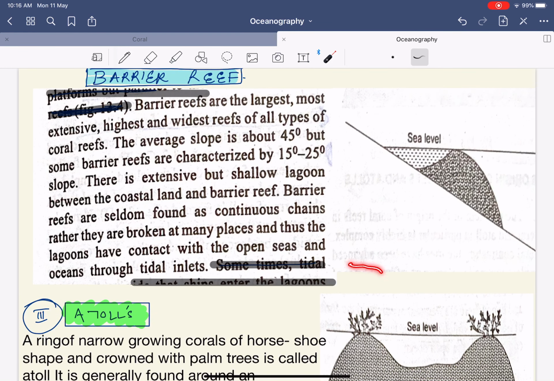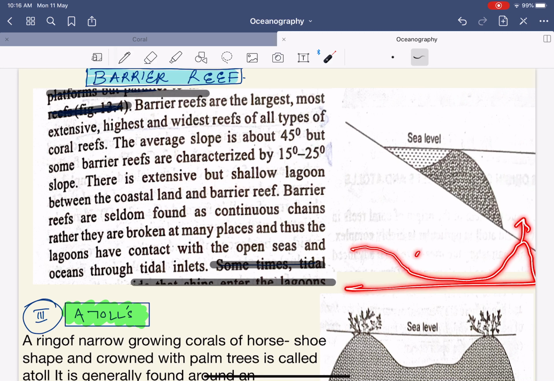First we studied your fringing reef. Now when this fringing reef extends, this leads to the barrier reef. A barrier reef creates a blockade. Number one, it is extensive, but there is a shallow lagoon. Whenever there is an extension of this barrier reef, this area again will be filled up with water, and that results in your shallow lagoon.